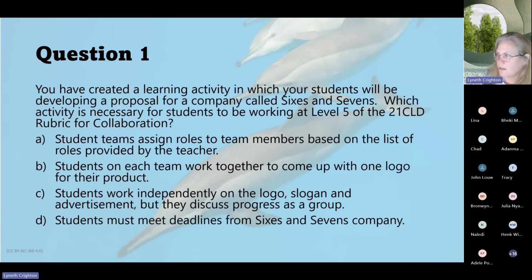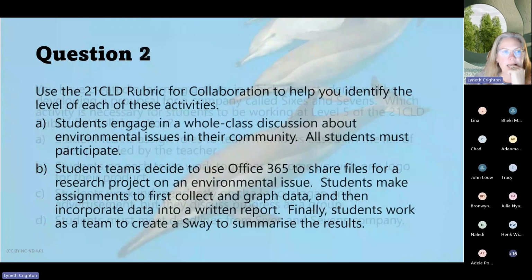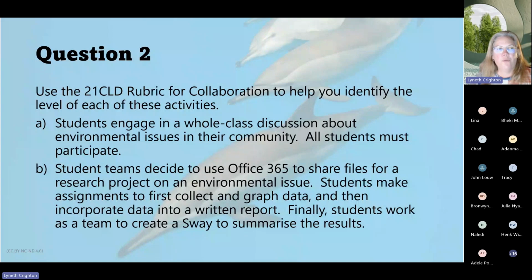So yes, C is the answer. It kind of gives it away because it tells you the work is interdependent on the logo, slogan, and the advertisement, but they discuss the progress as a group. So the second question is, using the rubric for collaboration, identify the level of each of these activities.